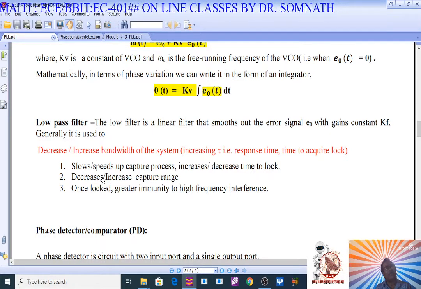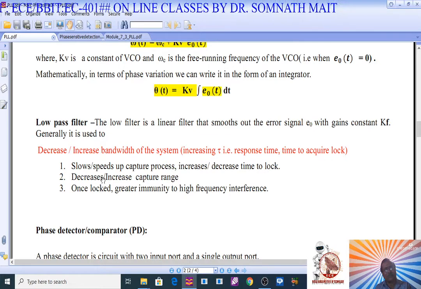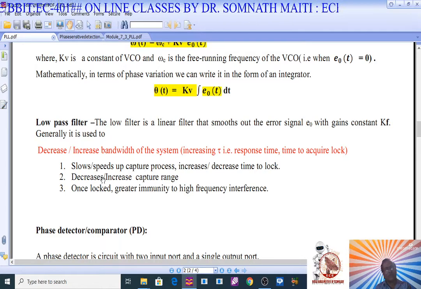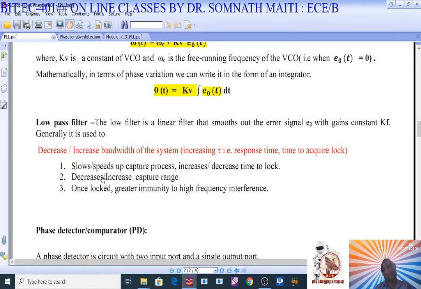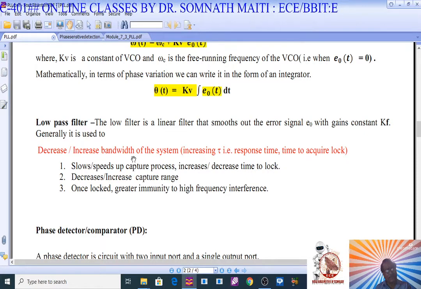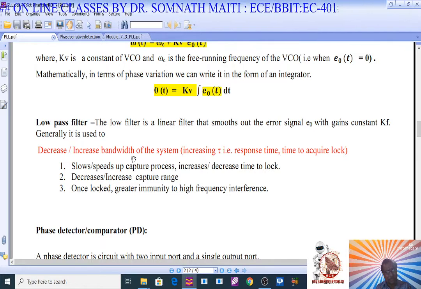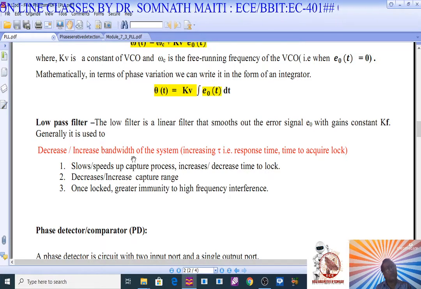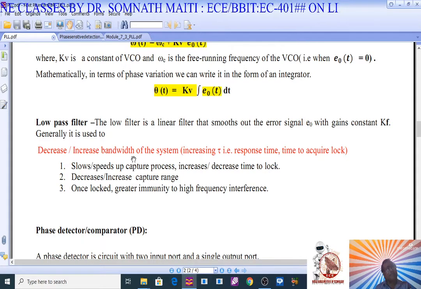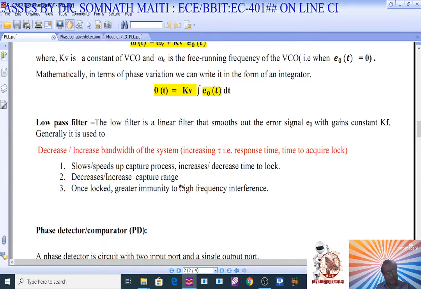Or if you reduce the low pass filter bandwidth, capture will be faster, but it has got some other problem I will discuss later on. So decreasing or increasing the bandwidth, the capture will be slower or faster. So in that case it will decrease or increase the capture range, that I will explain later on.